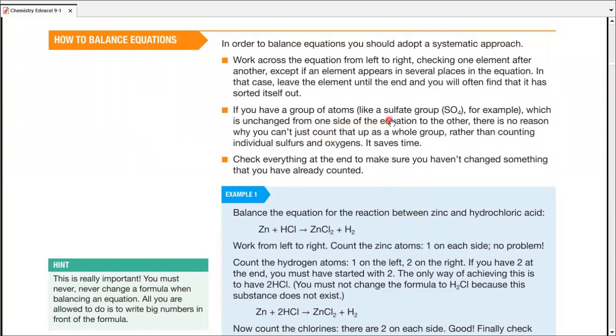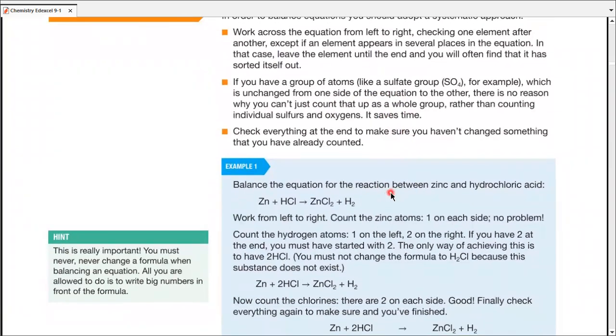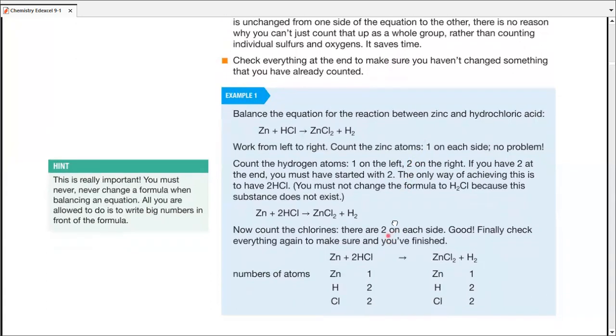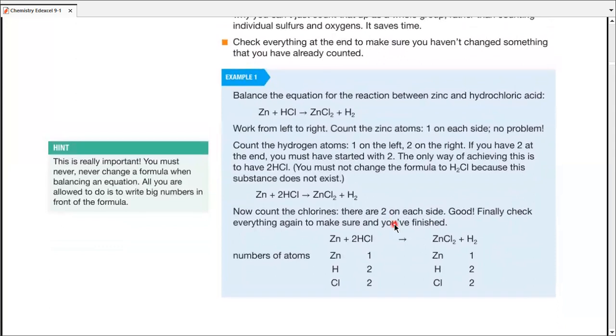Now, if you have a group of atoms like sulfates, nitrates, phosphates, which are unchanged on both sides, there is no reason why you go with individual elements and not the whole thing. So balancing a group of atoms wholly on both sides actually saves a lot of time. Now, check everything at the end. Make sure you haven't changed something that you have already balanced. If you did, you will probably wind up incorrectly.